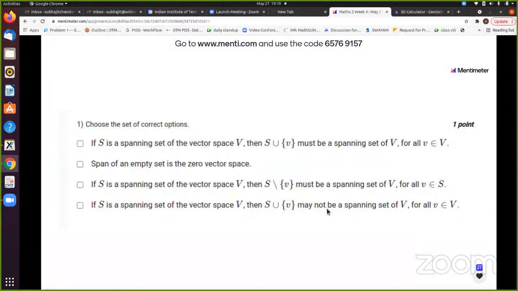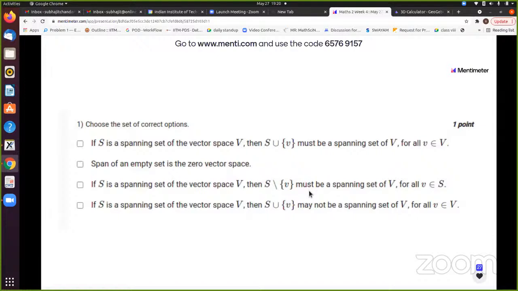So the first option is correct, the last option is not correct. I don't have to explain the last option. Is it clear to everyone? The first option was 'must be', and I have proved it. It may not be a spanning set, so it does not make sense now. The third option should be 'maybe', then it would be correct. But here it was 'must be', so it must be incorrect. Okay?